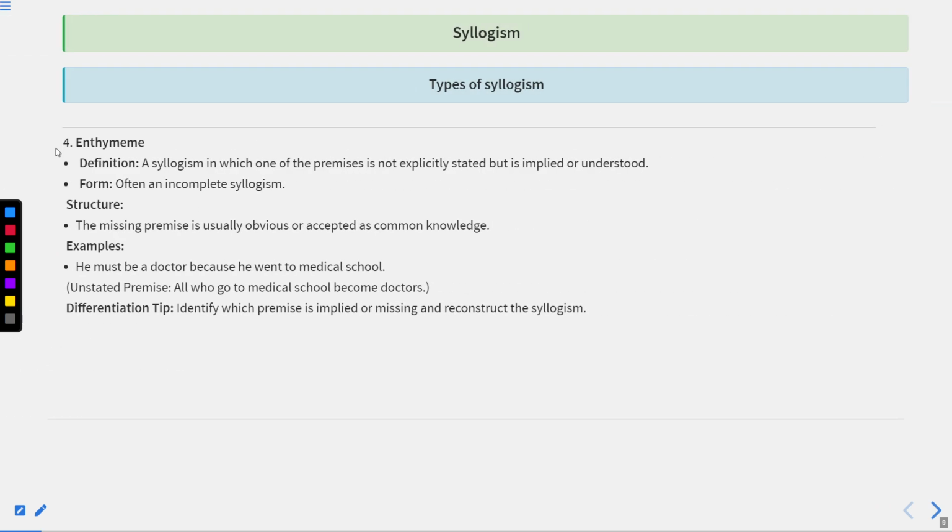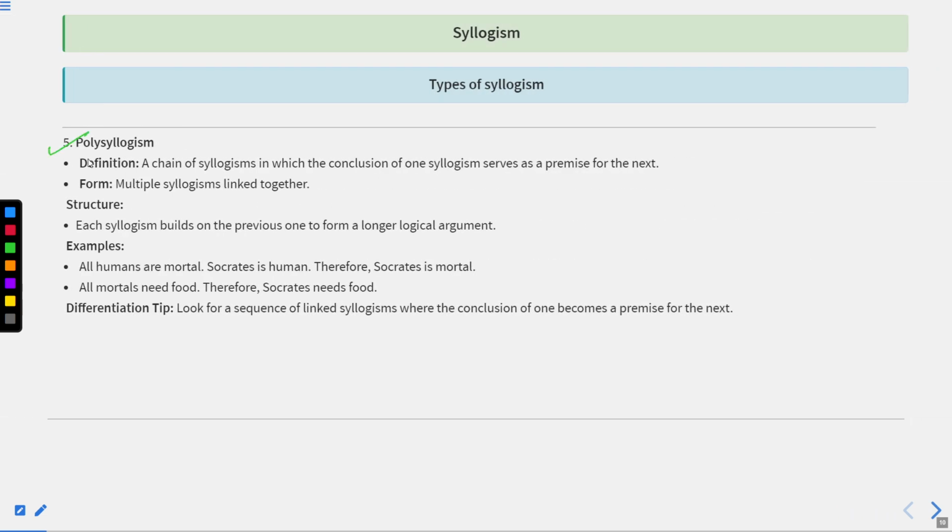So in the previous video, we have already discussed four to five types of syllogism. We have discussed polysyllogism, which is a chain of syllogisms in which the conclusion of one syllogism serves as a premise for the next. So statement and argument, whenever we are talking about one statement and then there is another statement.